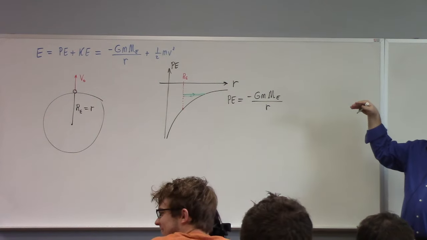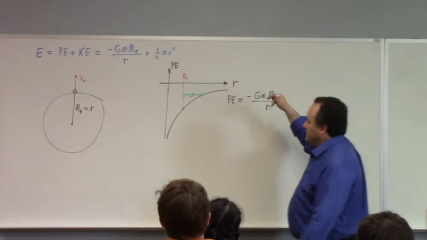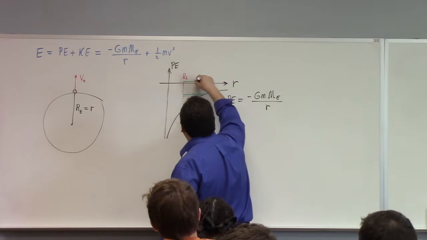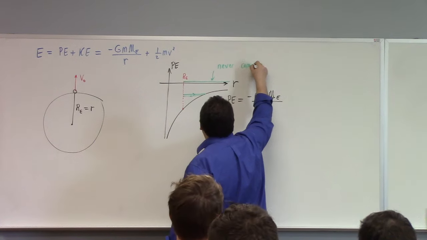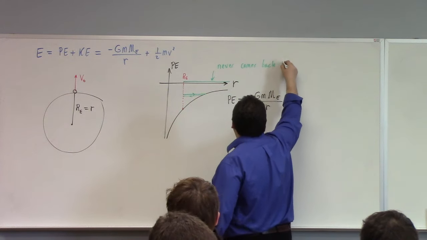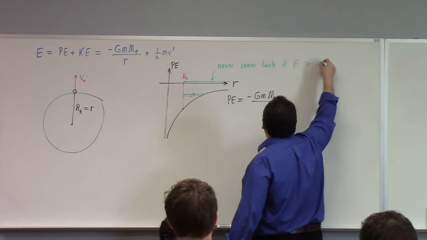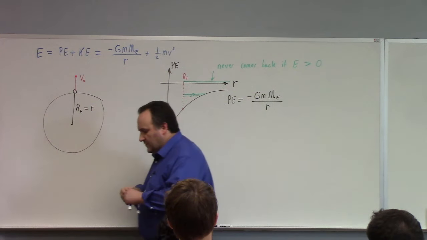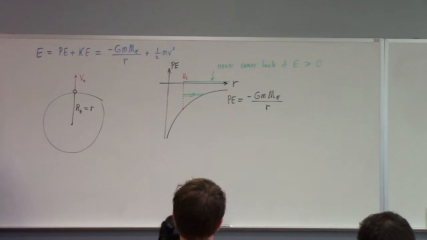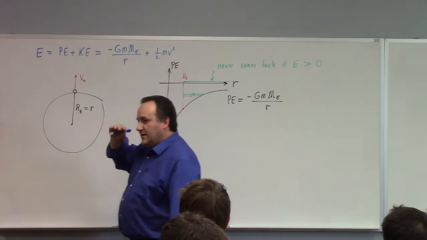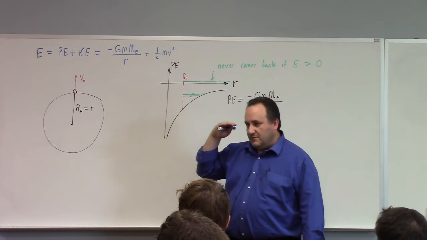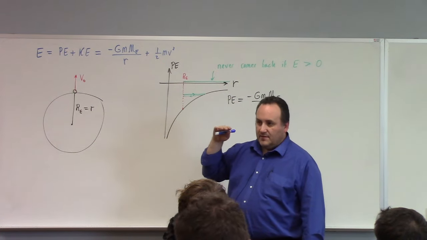If the total energy level is zero or above, it never comes back. It never comes back if the total energy is greater than zero, assuming that we have set up our potential energy to be zero at infinity. Yeah? What was setting it equal to zero? That's just the edge. That's the minimum amount of energy you can have to be gravitationally uncoupled from the Earth.